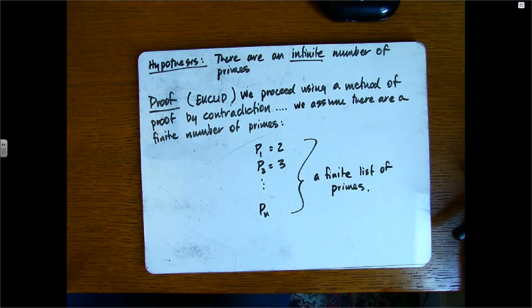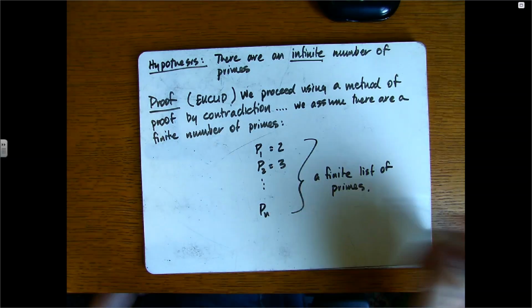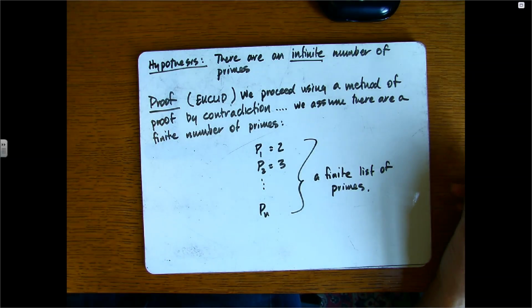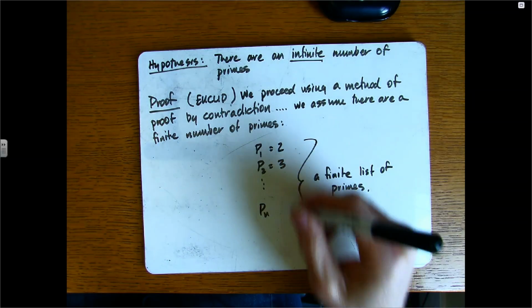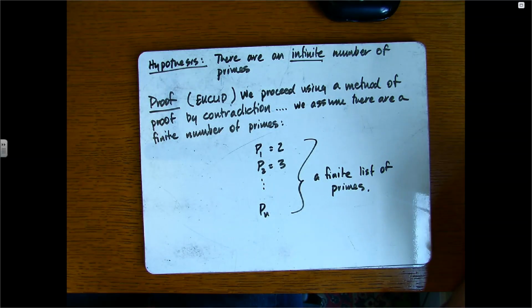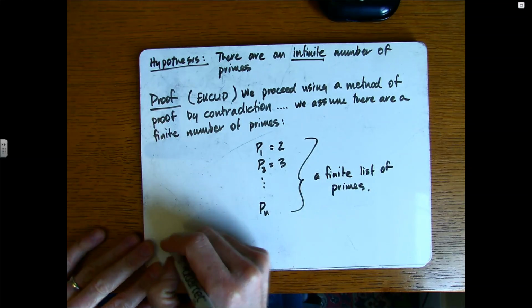So if we have a finite list of primes, it's interesting to think, well, how can we prove something absurd? That's what we're looking for in a contradiction. We want to show that this results in some absurdity, some contradiction. And I think that the real genius in this proof is the next step, and that is this.